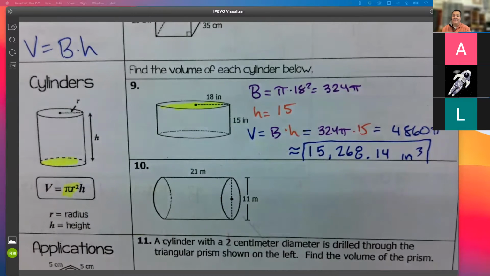All right, that's it for today's instruction. You are going to be, hold on 1 second.